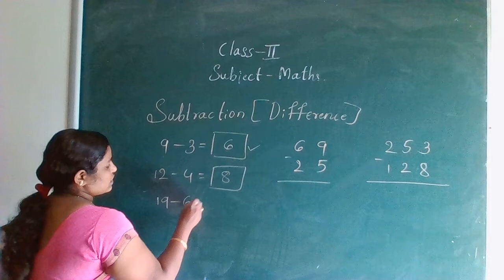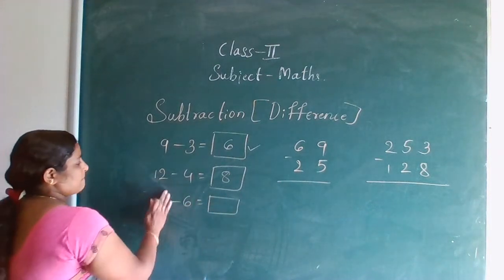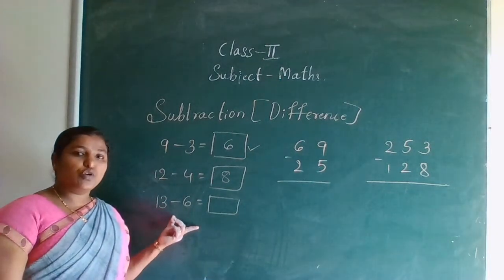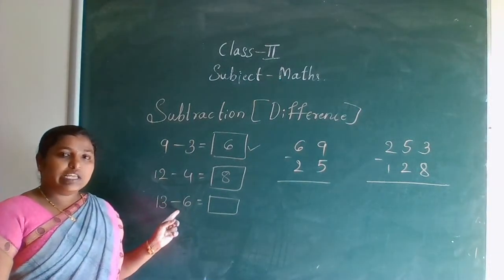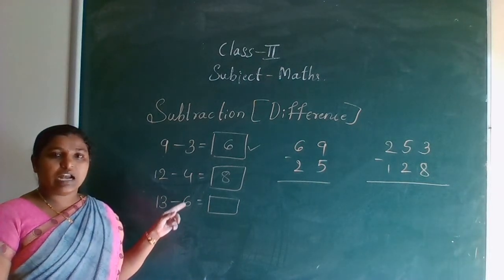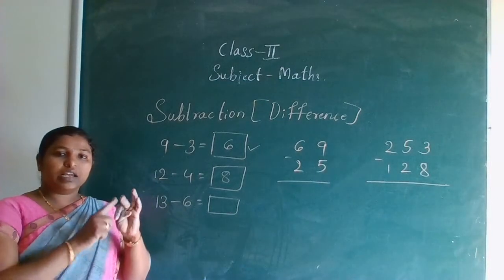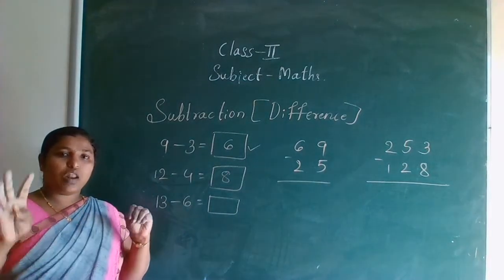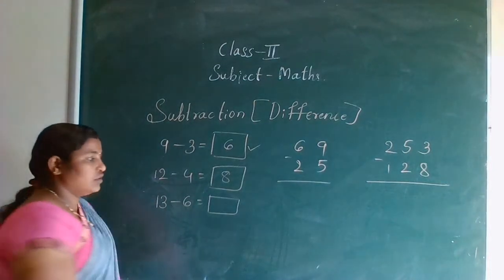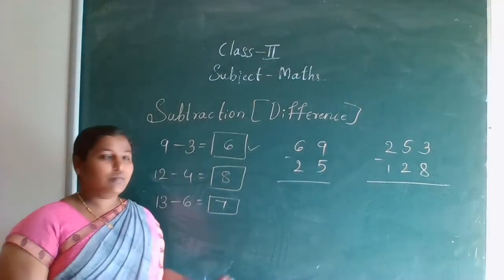So how to do 13 minus 6? What to do? Leave 6, count from the next number, that is 7. Start counting from 7 up to 13. 7, 8, 9, 10, 11, 12, 13. How many fingers folded? 7. So the answer is 7. This is one type of problem.